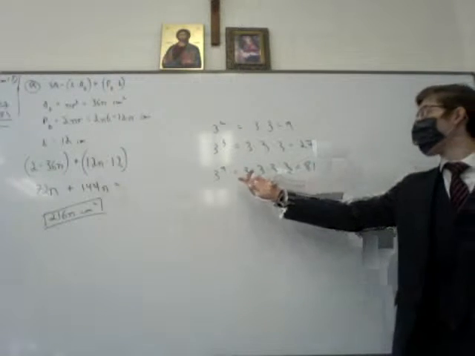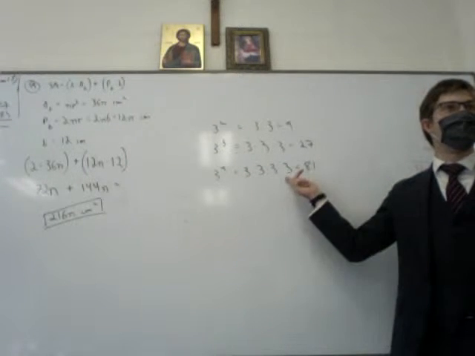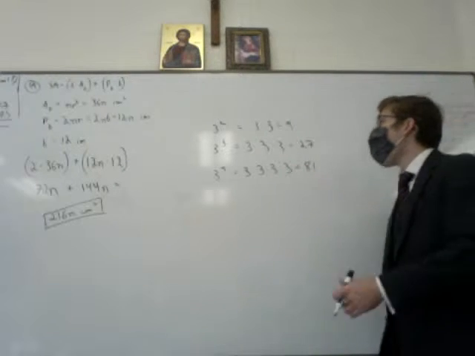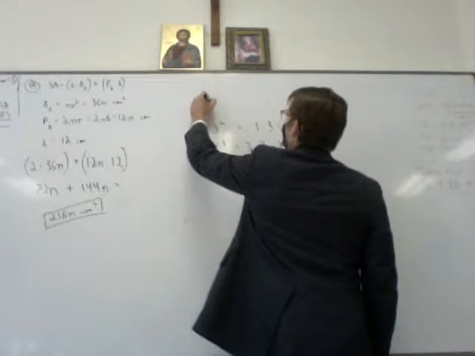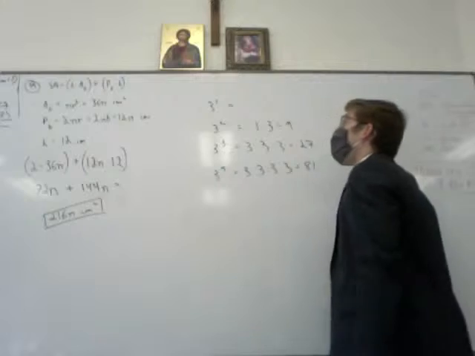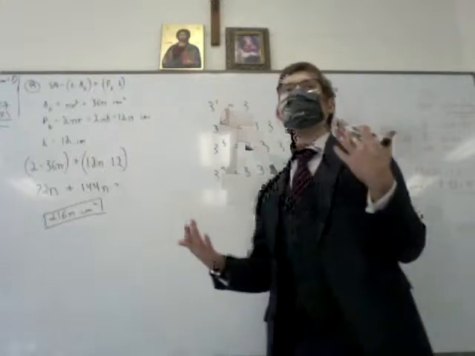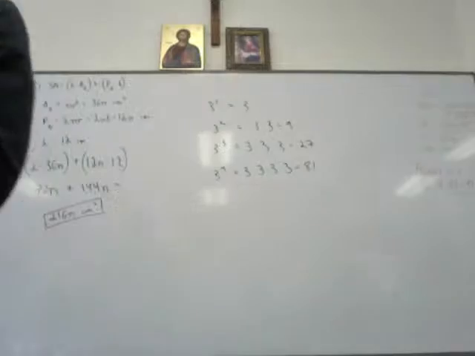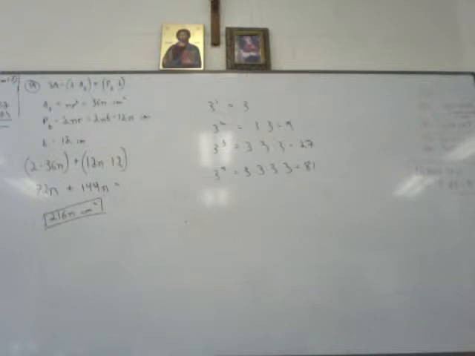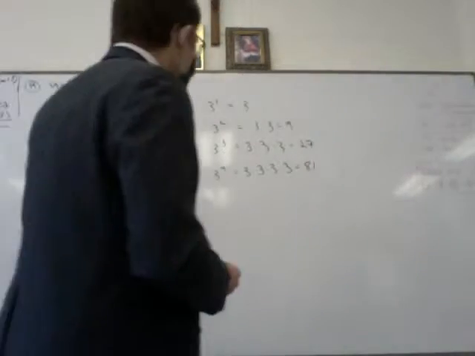We could do that. 3 times 3 is 9, and 3 times 3 is 9, so 9 squared is 81. What about 3 to the 1st? It's 3. It means take 1 3 and multiply it together, and you get 1 3. Yes, it's just 3. Let's look at the pattern here.